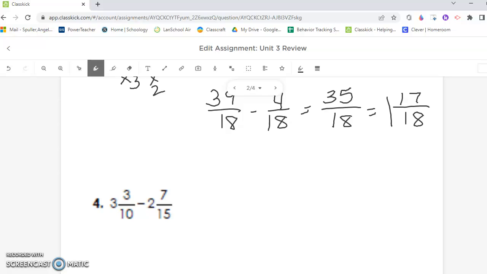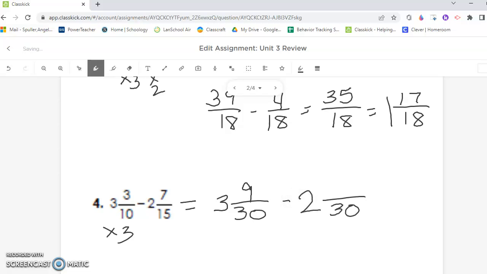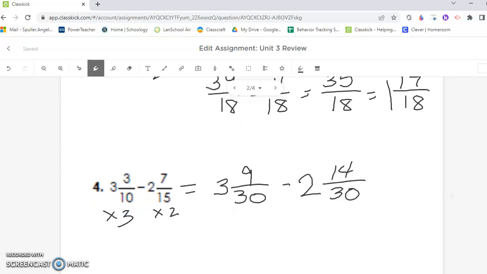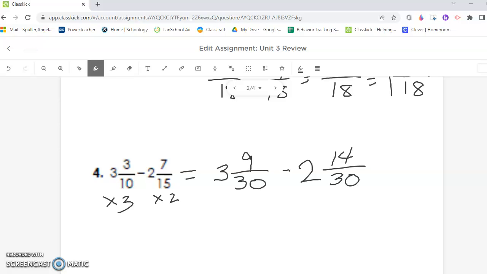Okay, so I'm going to change this into 3, and I'm going to get a common denominator of 30. So that's going to give me 9 because I'm going to multiply both by 3, minus 2 again. Multiply it by 2, I get 14. All right, let's make them improper fractions. So 30 times 3 is 60, plus 9 is 69/30, minus 30 times 2 is 60, plus 14 is 74/30.